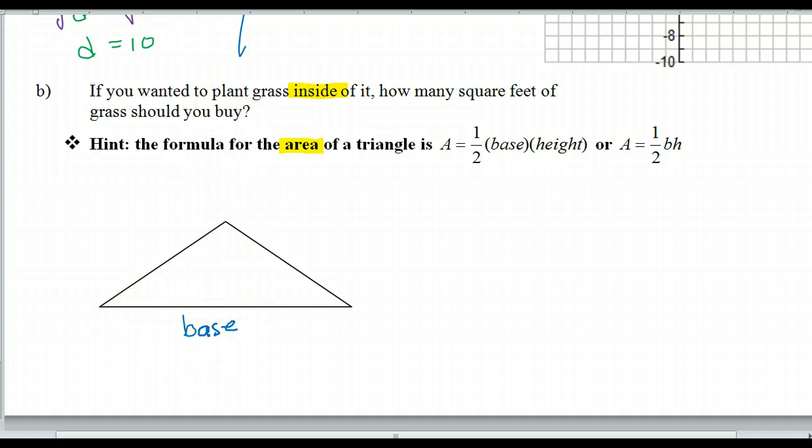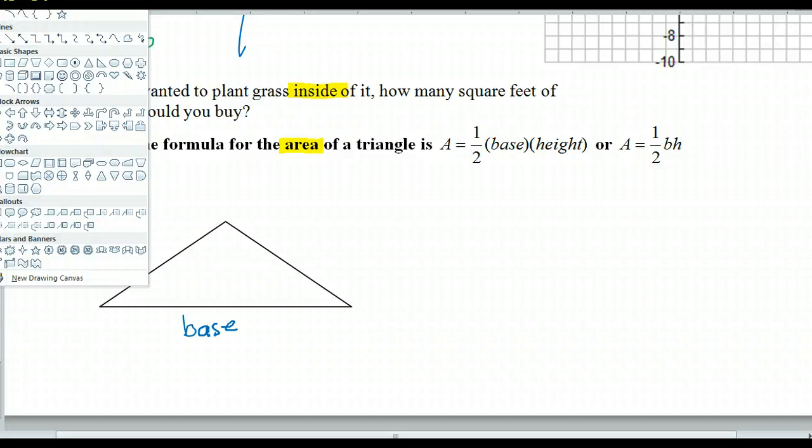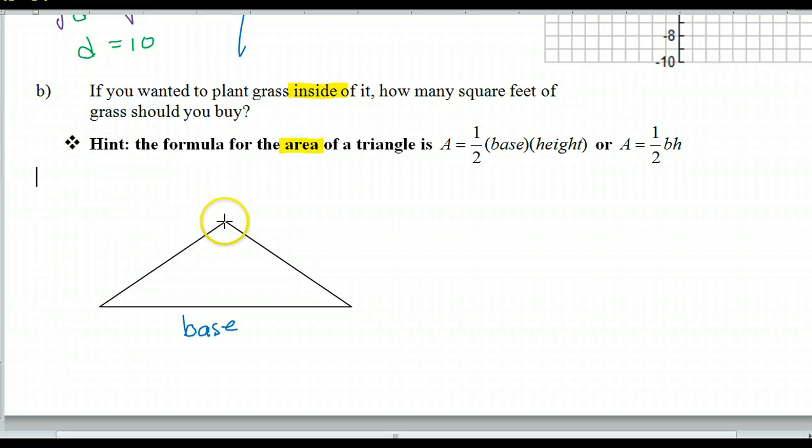Now the height is the altitude. So if I start at this vertex, of course, an altitude is when you drop down a perpendicular like this. Okay, this has got to be perpendicular. So if this is the base, this side of the triangle, this altitude right here would be the height. Okay, that's the base and that's the height.